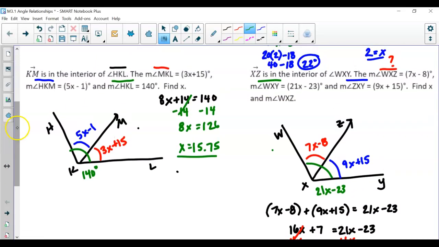Then remember, we're also looking for WXZ, which was our angle here in red. So if x was 6, we just take and plug back in. So 7 times 6 minus 8. So that's why you should have gotten that the measure of angle WXZ is equal to 42 minus 8, which is 34 degrees.